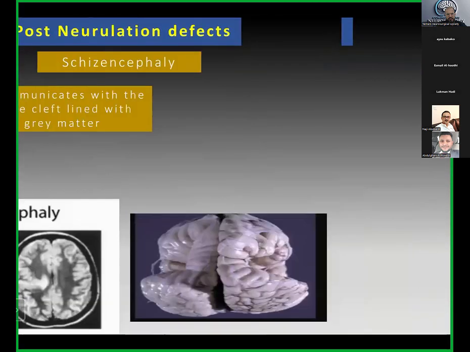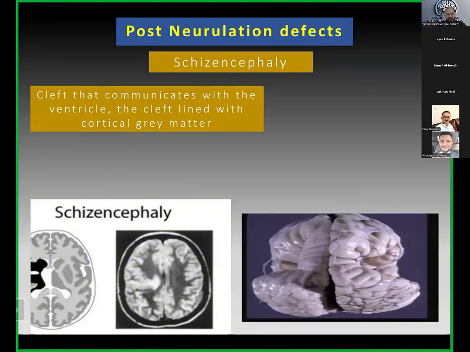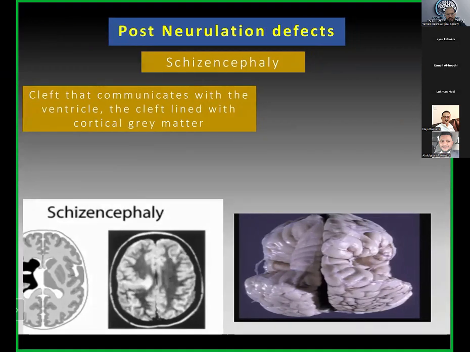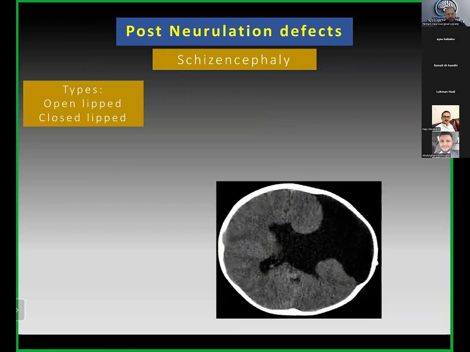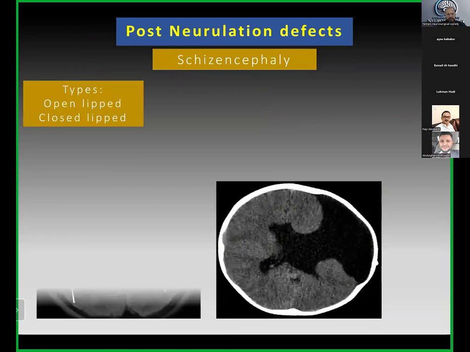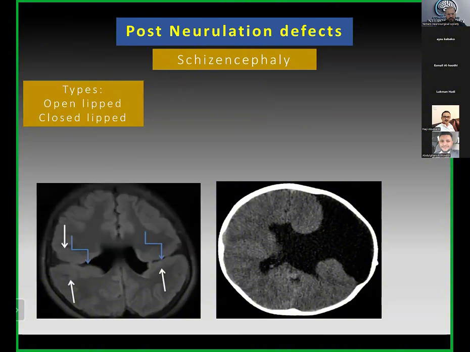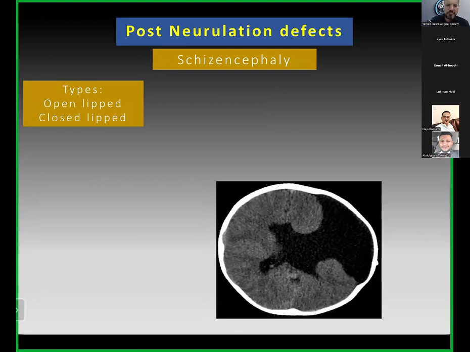Also, another type of the post-neurulation defects is the schizencephaly, which is a cleft that communicates with the ventricle, the cleft lined with cortical gray matter. Usually, it's two types, open-lipped or closed-lipped. This is the open-lipped schizencephaly, which communicates between the ventricle and the cortex. Another one is the closed schizencephaly, which opened from the ventricle to the parenchyma.